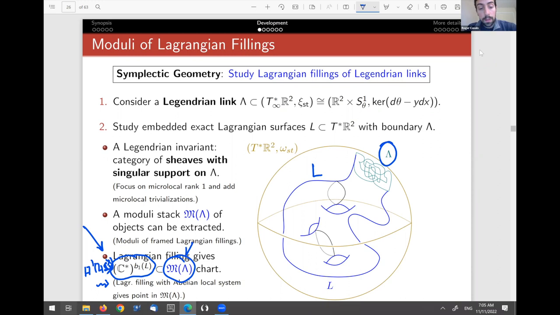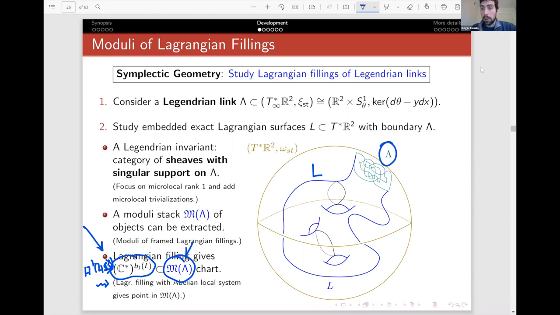If you're familiar with Floer theory, this is to be compared with the fact that in the Fukaya category, oftentimes you need the notion of a local system for your objects. The Lagrangian just doesn't cut it. You need Lagrangians and local systems. Some people call these branes. So this is the same business here. If you don't think about the local system, meaning you allow it to vary, then L gives you this open chart, and otherwise a Lagrangian filling with an abelian local system gives you a point.